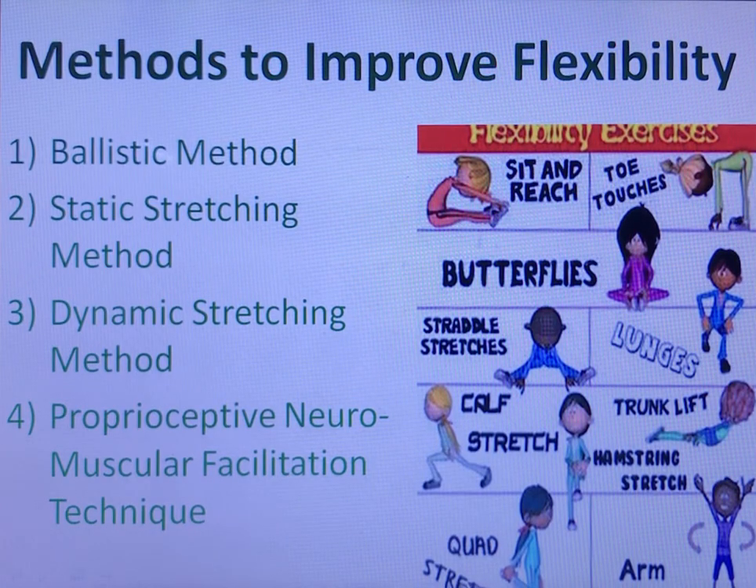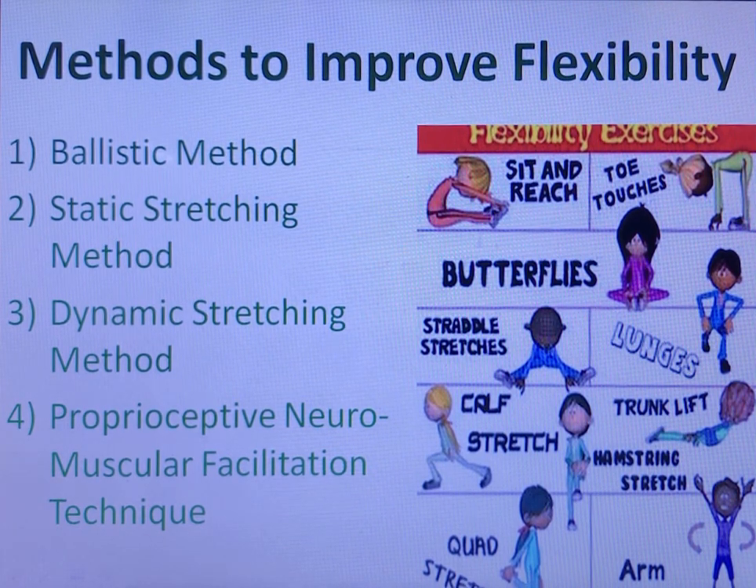Methods to improve flexibility. There are four methods to improve flexibility. First one is ballistic method, second one is static stretching method, third one is dynamic stretching method, and the fourth one is proprioceptive neuromuscular facilitation technique. Ballistic method is the movement performed with a swing in a rhythmic way. The stretching exercise can be performed rhythmically with the count.